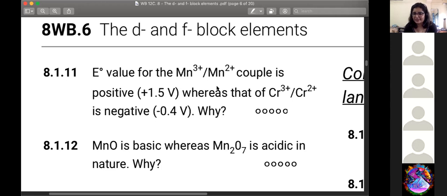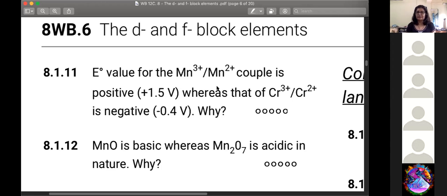Ritvik, yes, absolutely correct. Ananya, yes, correct answer. Aryan also has given the correct answer. Siddharth also is correct. Jasmine, yes, you realized. So the answer is related to the electronic configuration. Mn2+ is already in its 3d5 state, so converting it into Mn3+ means removing an electron from the half-filled orbital, which is difficult. That's why it ends up with a positive E naught value.